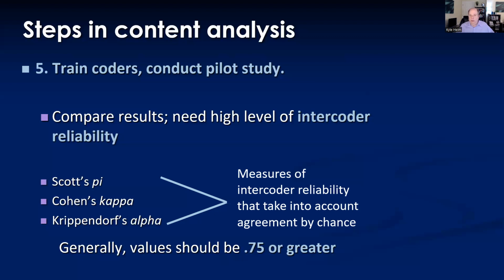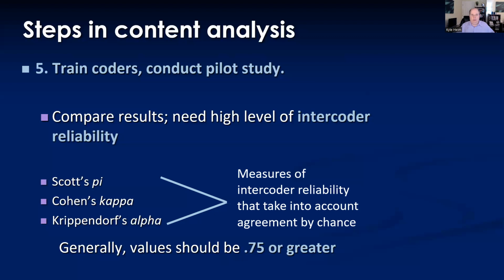Now, what happens if you don't achieve a high level of intercoder reliability? Well, it probably means either that there was a problem with your unit of analysis, or there was a problem with your categories, or maybe your coding guide, your coding sheet, your code book, maybe that was not clear enough. So it means you need to go back to the drawing board and revisit some of those decisions and try again and do some tweaking until eventually you hit an acceptable level of intercoder reliability.